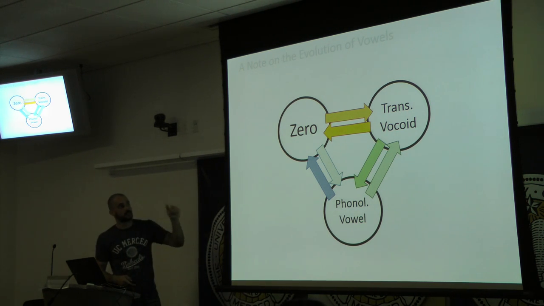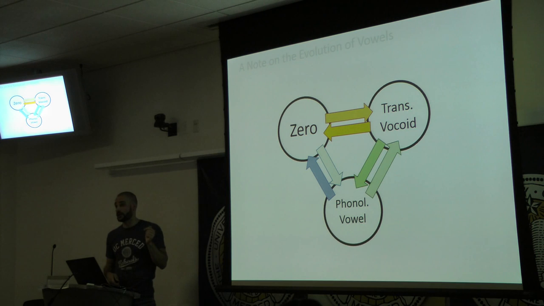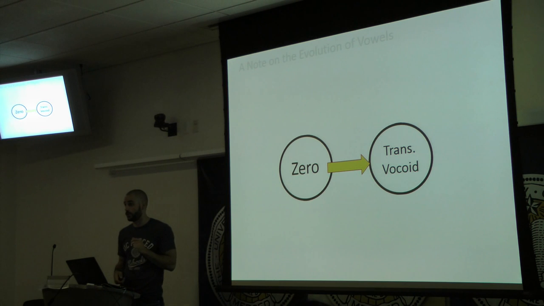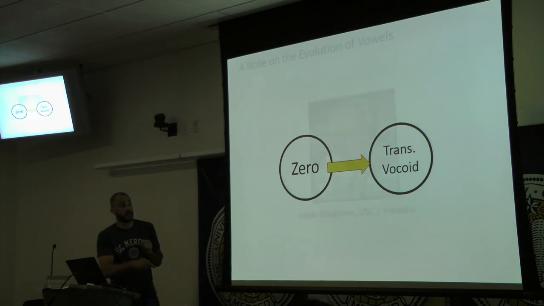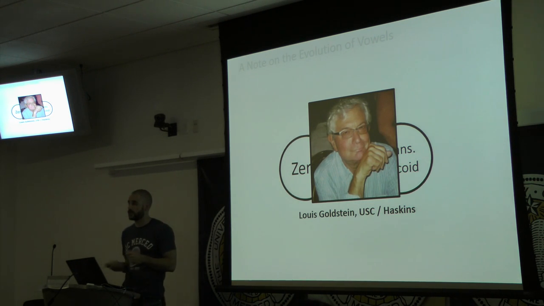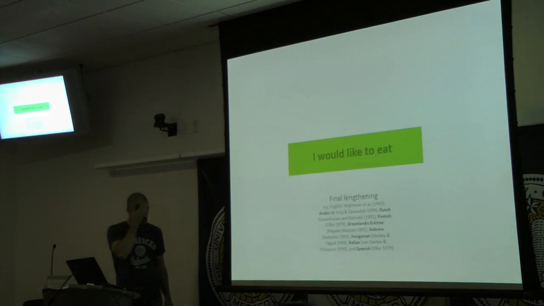What this is depicting is the fact that there are many evolutionary pathways from those stable states to the other in all kinds of directions. And I will just pick out one potential pathway from zero to a transitional vocoid here. And everything I say with regard to this pathway is based on the ideas of Louis Goldstein, who is currently at the USC and is affiliated to Haskins Lab. He is one of the founders of the articulatory phonology framework, a rather popular framework nowadays in phonology. So all credits go to him. And if it doesn't work, we will blame him. So let's see what he came up with.